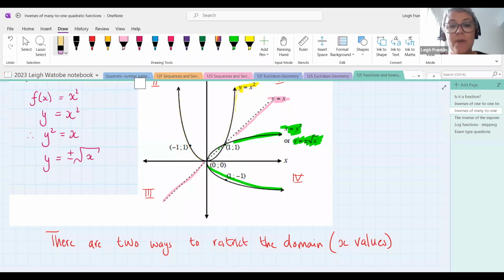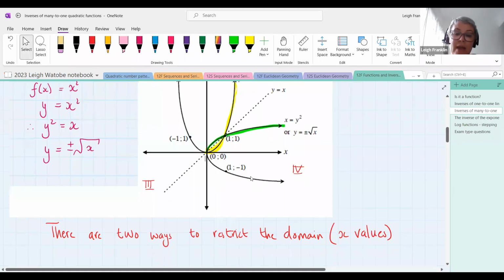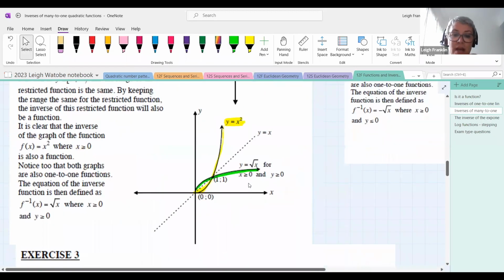Let me get rid of all of that and just show you what I'm talking about. I've restricted the domain on the original function. I now have this arm of the parabola. Once I've done that, I reflect it over the line y equals x, and now I have this arm over here. That is what we are looking at when we go down to this diagram over here.